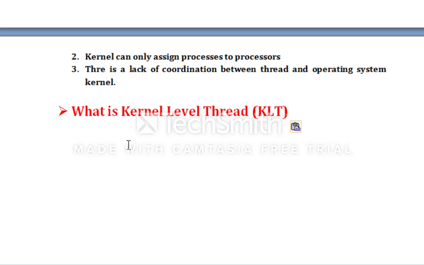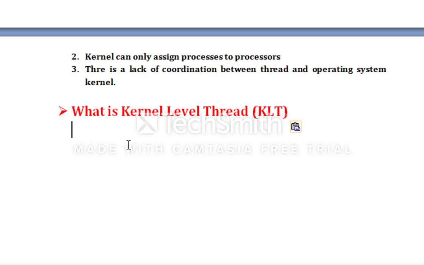So instead of a thread table in each process, the kernel has a thread table that keeps track of all the threads in the system. That is a very important point. In addition, the kernel also maintains the traditional process table to keep track of processes. The operating system kernel provides system calls to create and manage threads.